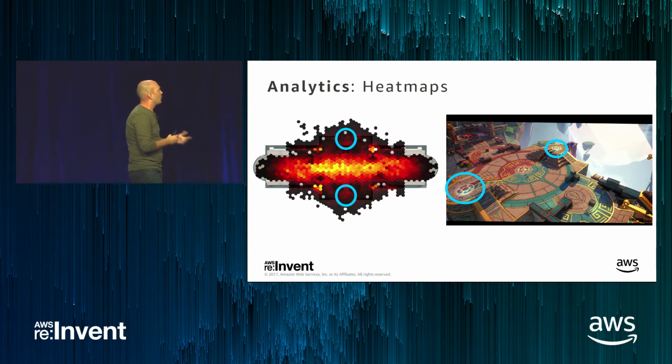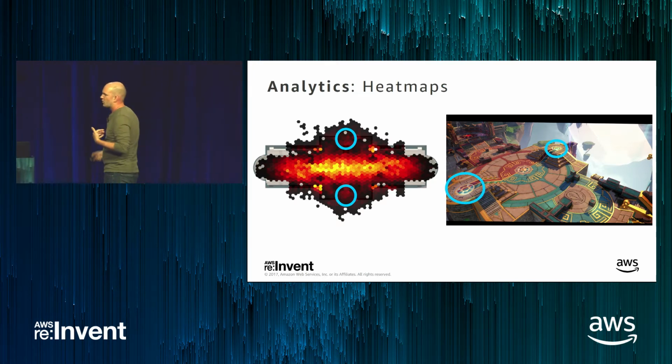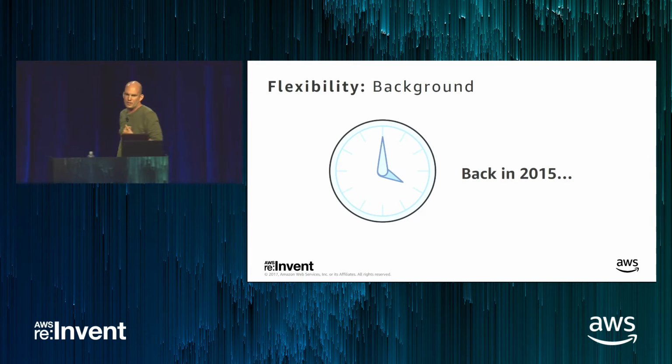So what I want to do is just keep this example in the back of your mind. As we build out our architecture, these heat maps are going to be the thing we're going to try to get end-to-end. Everything from instrumenting data into the game all the way through running it through the entire system to spit these back out. Cool. So that's the analytics part.